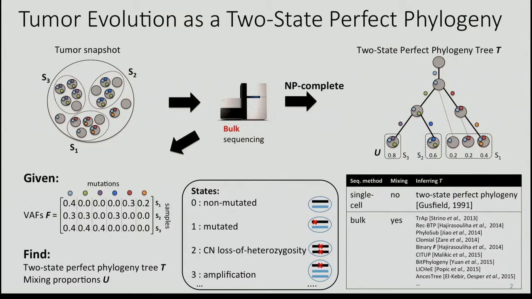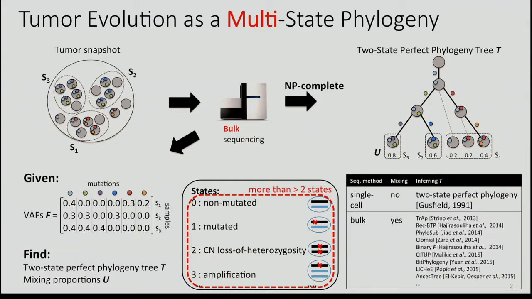So one way of dealing with copy number aberrations is by trying to move everything into state 1, the mutated state. So what you could do is you could try to rescale your variant allele frequencies such that they correspond to the fraction of tumor cells that have a mutation. And one way of doing this is by looking at purity and ploidy. And in fact, this has been done a lot. However, if you want to model copy number aberrations as events in your tree, then you have to consider more than two states in your tree. So you have to look at a multi-state phylogeny model. And that's going to be the topic of this talk.